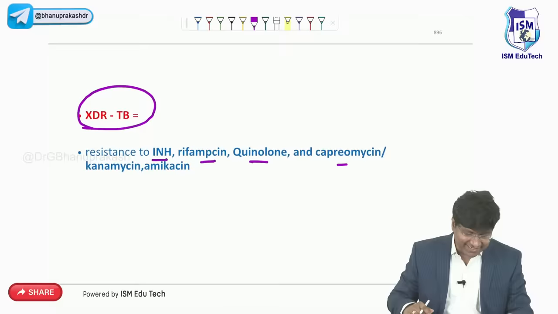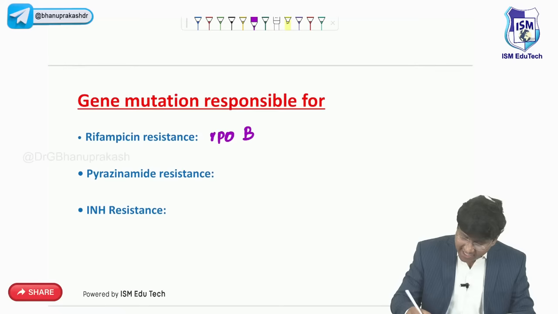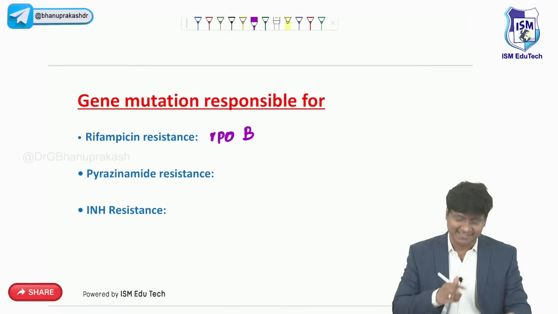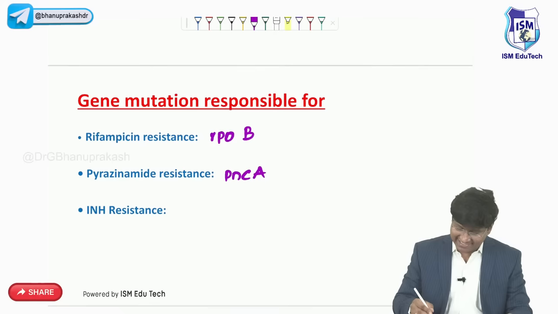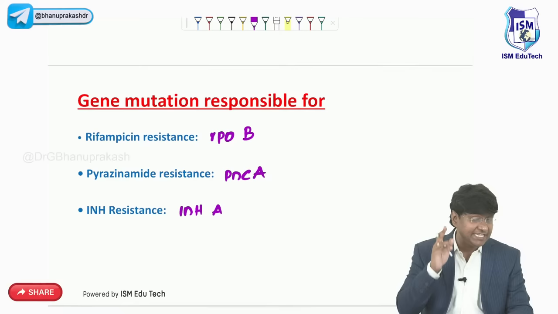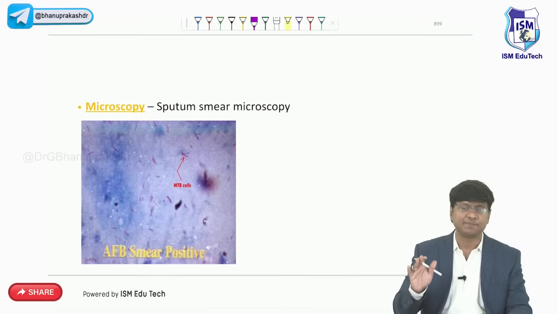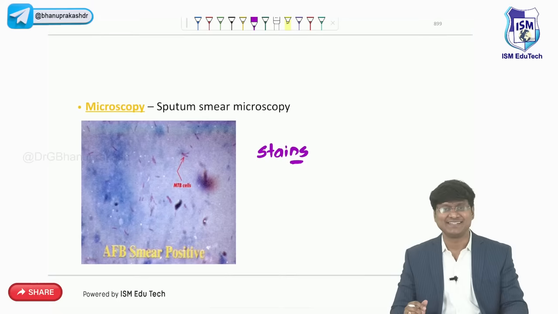Then you should know what are the genes which are mutated for the development of this resistance. For rifampicin resistance, the gene which is mutated is the rpoB gene. For pyrazinamide resistance, the gene which is mutated is the pncA gene. And for INH resistance, the gene which is mutated is the inhA gene. So these are the gene mutations which are responsible for the development of resistance. Okay. And the investigation of choice is what? The investigation of choice will be your CBNAAT. It is not your sputum examination. Sputum examination has less sensitivity and specificity. And you should know what are the stains that we use for observing the bacilli. Can anyone tell me the name of the stains?